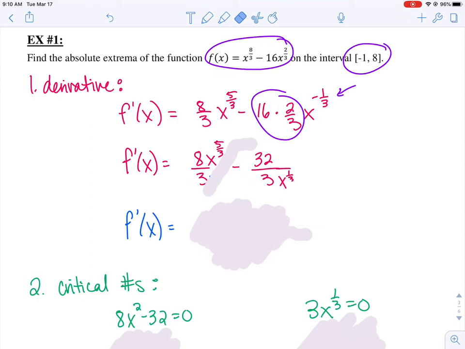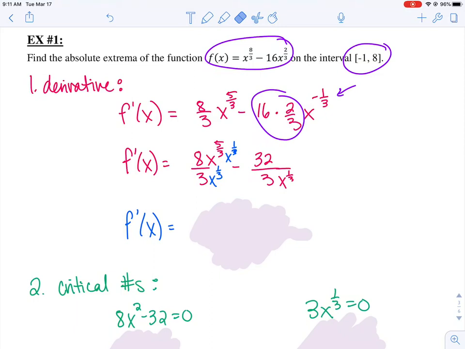Okay, so on this first term, I have an 8 on the top, I have an x to the 5/3 on the bottom, and then I have my 3 in my denominator. On my second term, I have a 32 on top, I have a 3 on the bottom, and then I have that x to the 1/3 on the bottom to make it positive. From there, what I want to do is try to get a common denominator so I can get one fraction. If you look at both denominators, they both have 3's, but the first term needs an x to the 1/3. So I'm going to put an x to the 1/3 on top and on bottom.